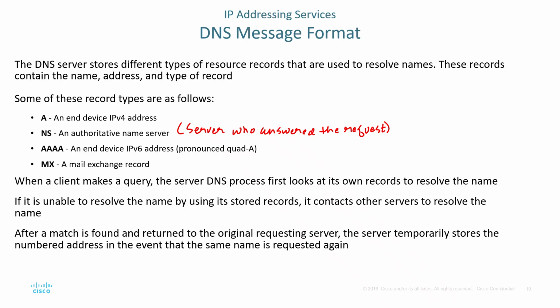After a match is found and returned to the original requesting server, the server will temporarily store that numbered address in the event that the same name is requested again. And of course, we see this all the time in networking, where information is sent, but it will be held for a small period of time, usually based on the operating system in play. Just in case that same action is going to happen again, you don't have to start from square zero.